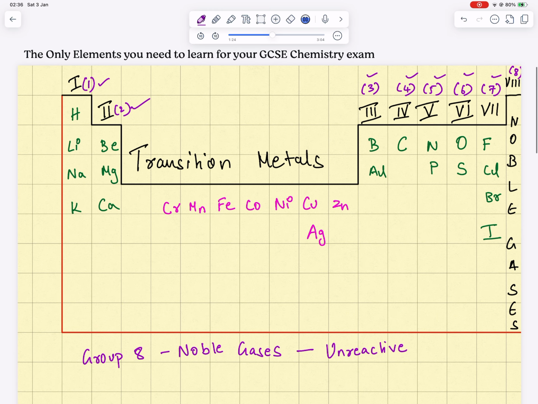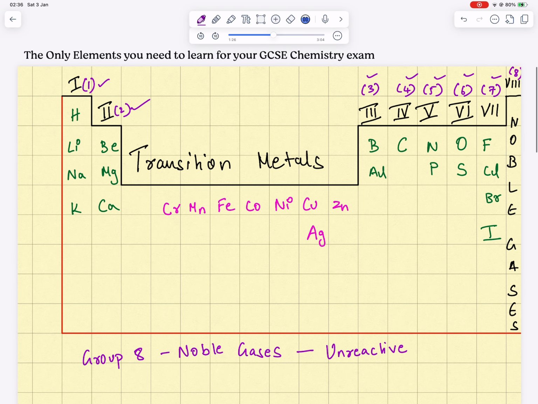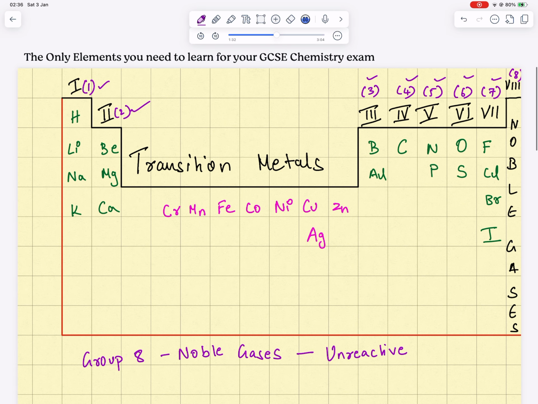So group 1 elements have 1 electron in their outer shell: hydrogen, lithium, sodium, and potassium. These are the ones you need to learn the symbols, spellings, and how to use them in chemical equations. These are metals, and they're very reactive.